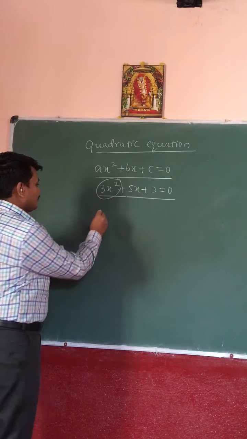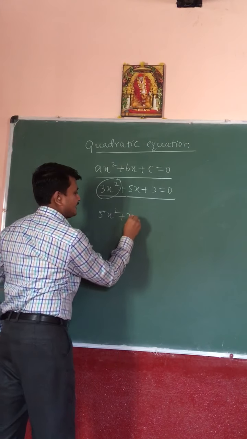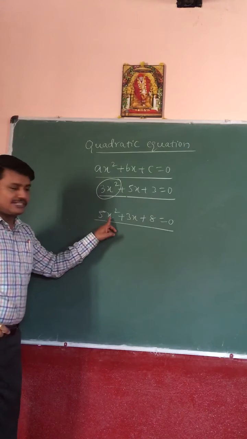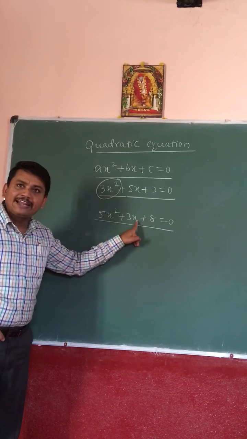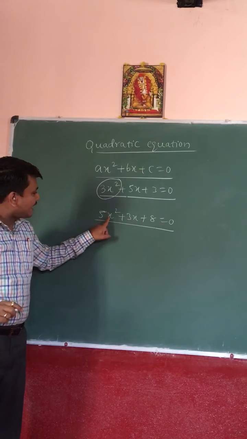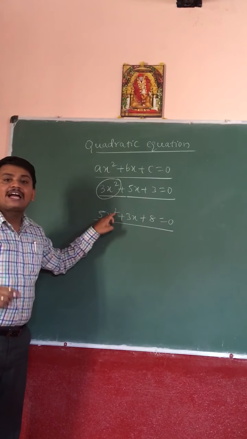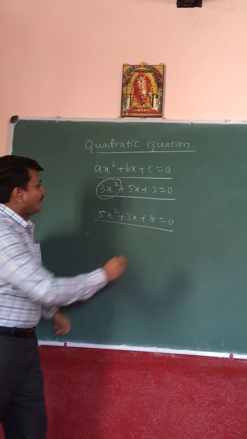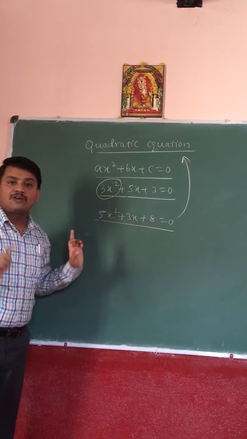And see one more example: 5x square plus 3x plus 8 is equal to 0. See here, all are x. Here we have the variable x, and here also we have x, but the highest degree of this x is 2. The equation whose variable has highest degree 2, we will call a quadratic equation. So only one kind of variable should be there.